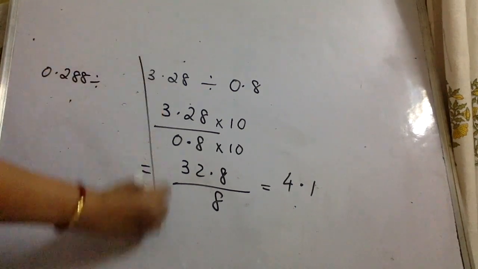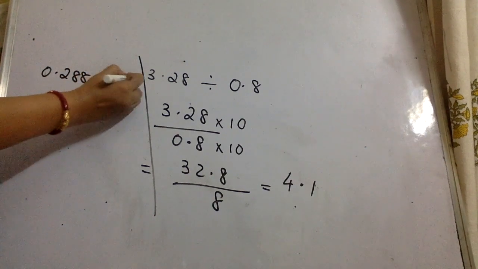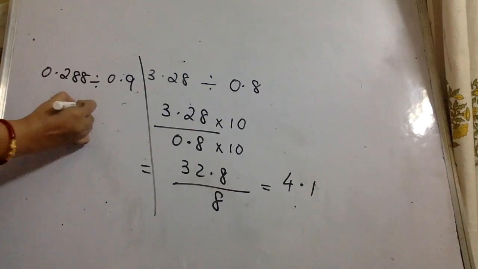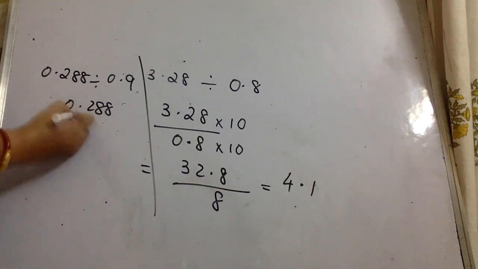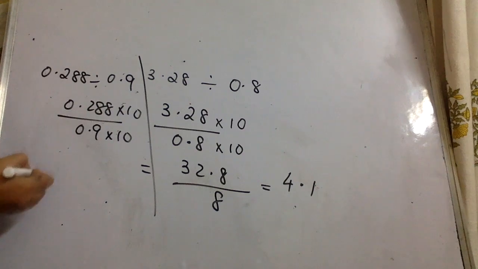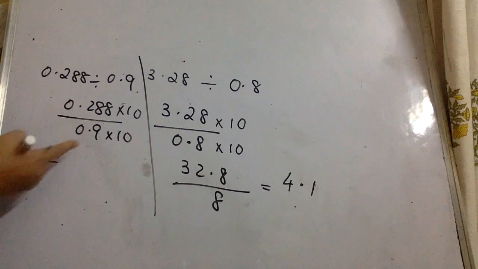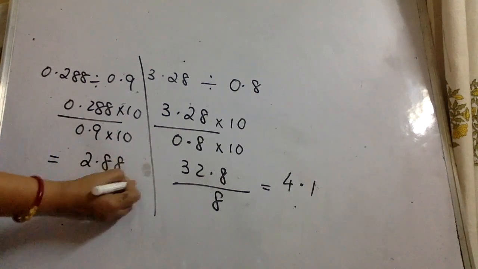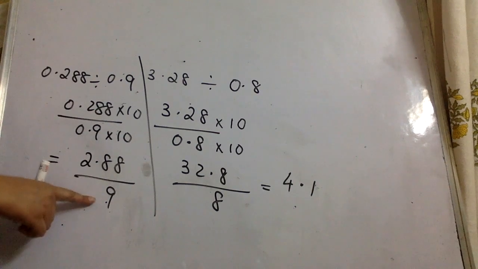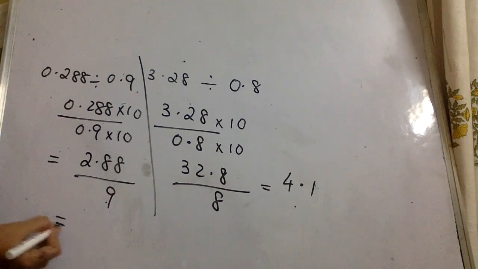0.288 divided by 0.9. Same problem again. So what will we do? 0.288 and 0.9, remove the point, multiply with a 10 up and down. When you have multiplied with a 10 up and down, it is now 2.88 and then 9. So below in the denominator, the point has been completely removed, and that is exactly what we want.